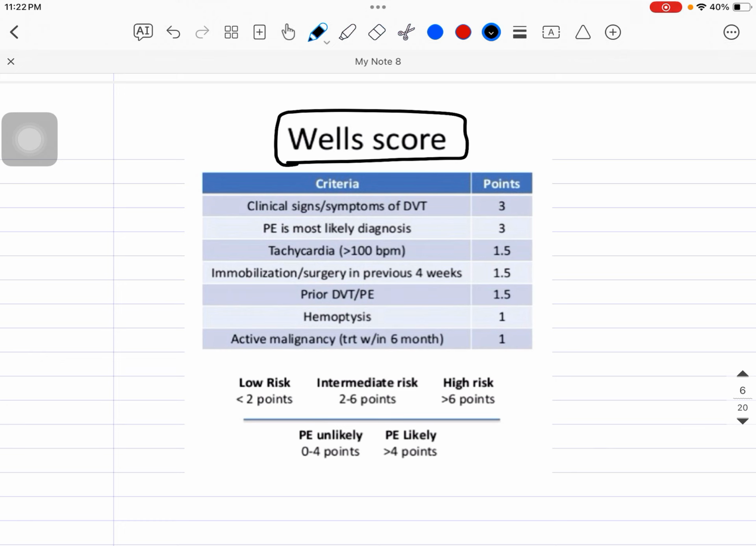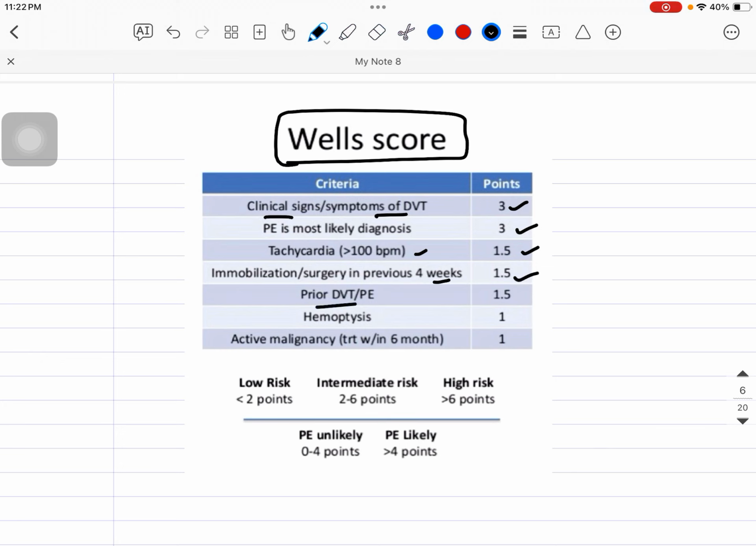So if the patient has clinical signs or symptoms of DVT, then we will be giving 3 points to this patient. If pulmonary embolism is the most likely diagnosis, we are giving 3 points. For tachycardia, the patient will be given 1.5 points. If the patient has a history of immobilization or surgery in the past 3-4 days or weeks ago, then we will be giving 1.5 points.